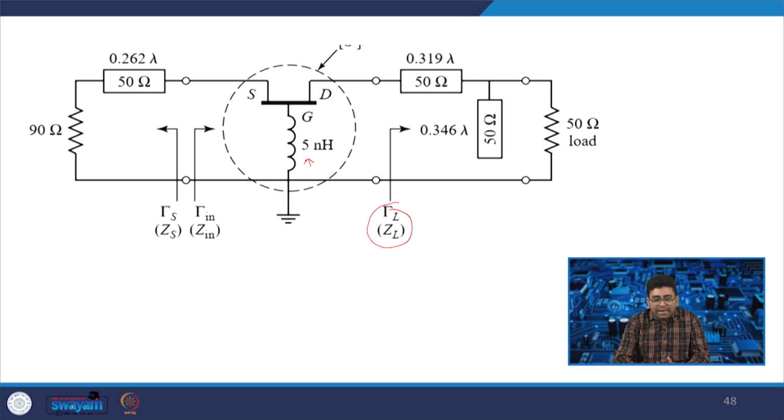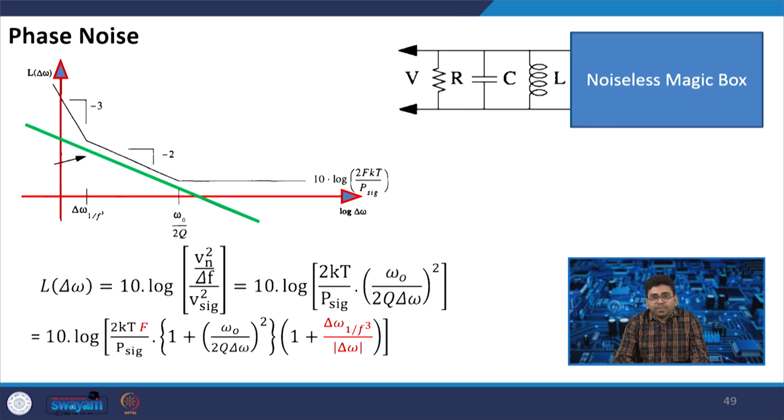Now, one of the important parameters of the oscillator is phase noise. So, we will try to discuss phase noise. First of all, what is phase noise? If you look at digital circuits, in digital there is jitter.